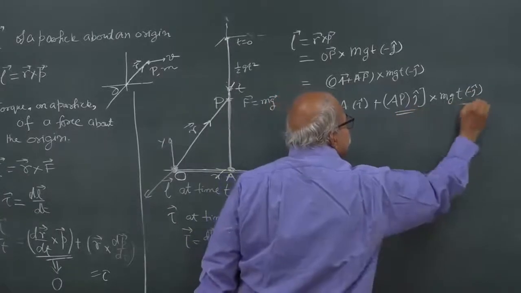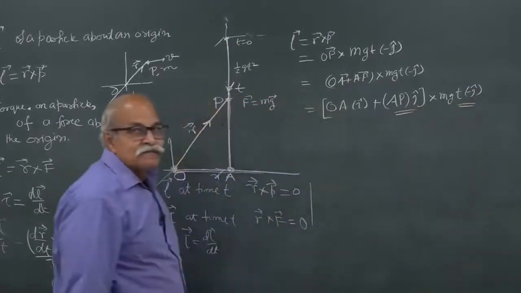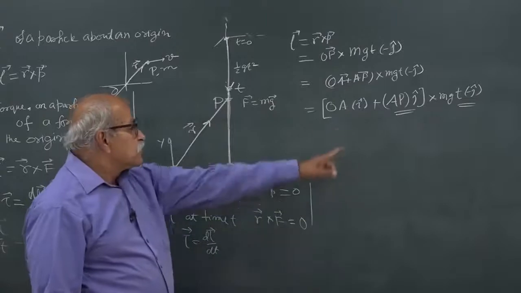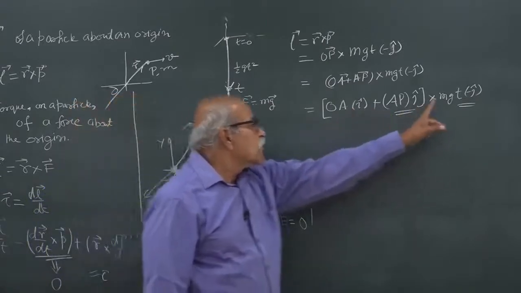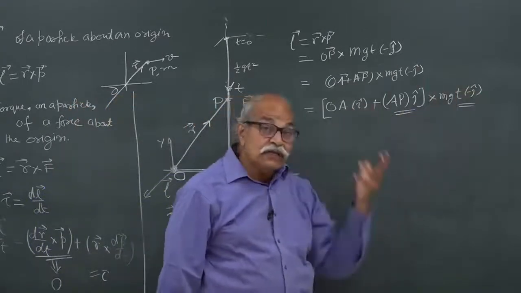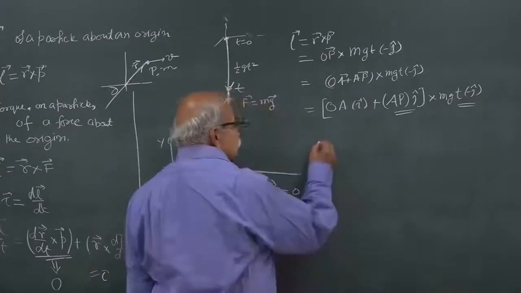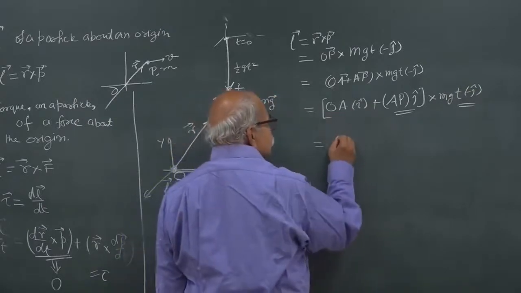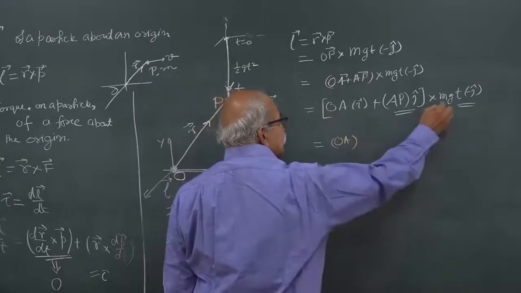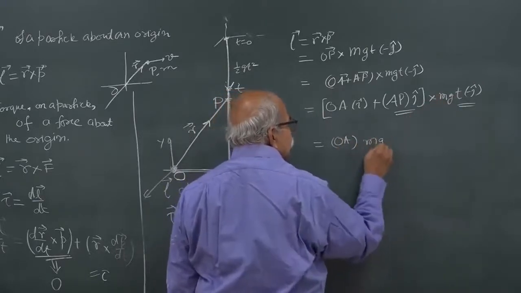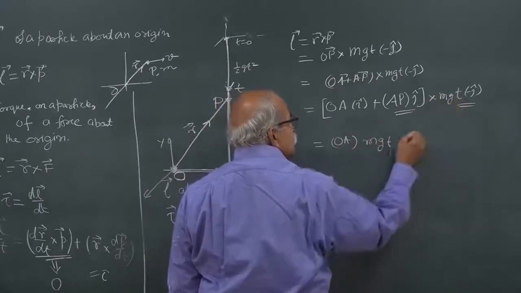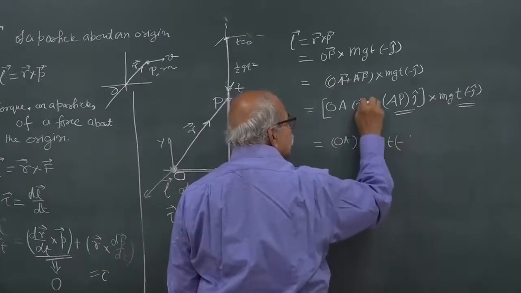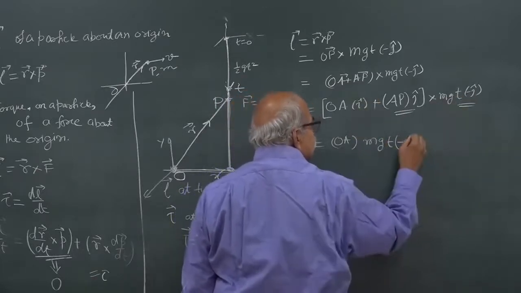So, j cap cross j cap is 0, but i cap cross j cap is not 0, it is k cap. So, this is OA multiplied by m g t and then minus, since i cap cross j cap is k cap.